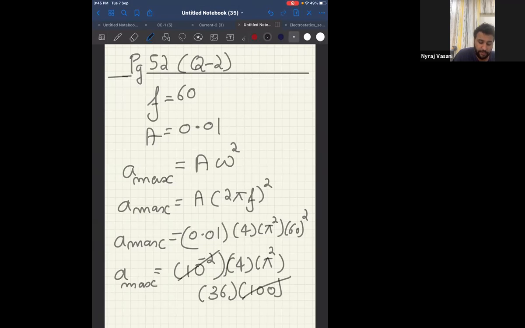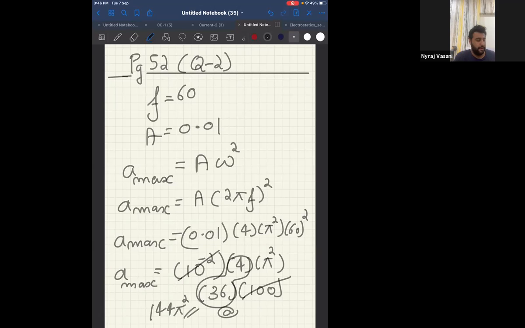Now what is 36 into 4? 144. So 144 pi square will remain. And is 144 pi square in your options? Yes. Option A is 144 pi square. Therefore, my answer is A. Did everyone understand this question?